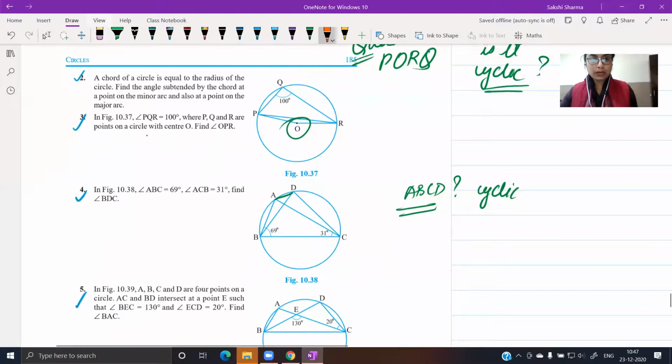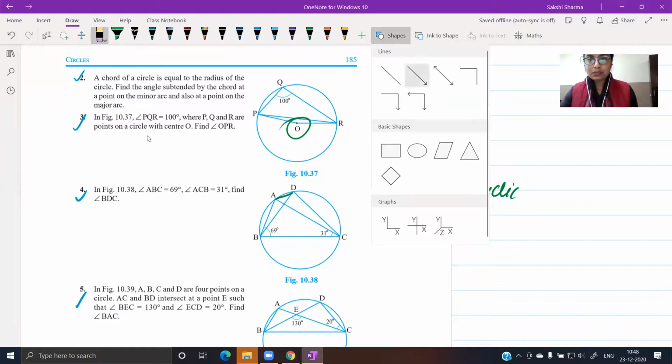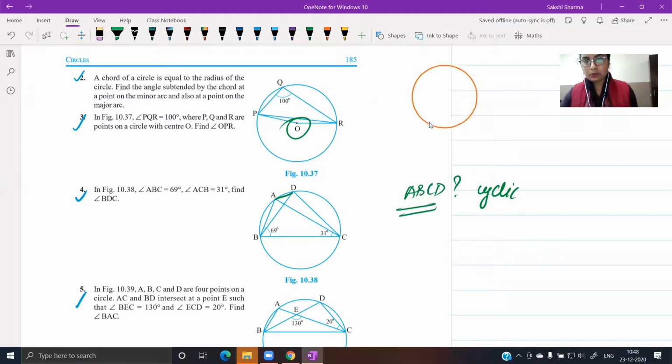Question number 2, you have a chord of a circle which is equal to the radius of the circle. You have to find out the angle that the chord subtends at a point on the minor arc and a point on the major arc. This figure is with question number 3. You have to draw the figure for question number 2 yourself. So let's just roughly draw a figure and see what's going on here.